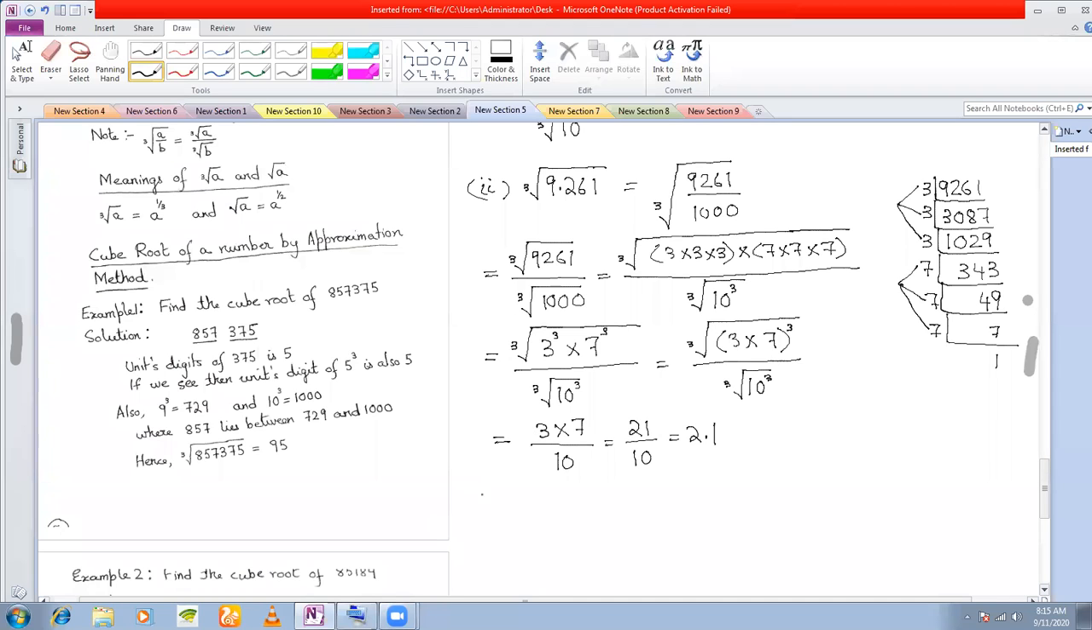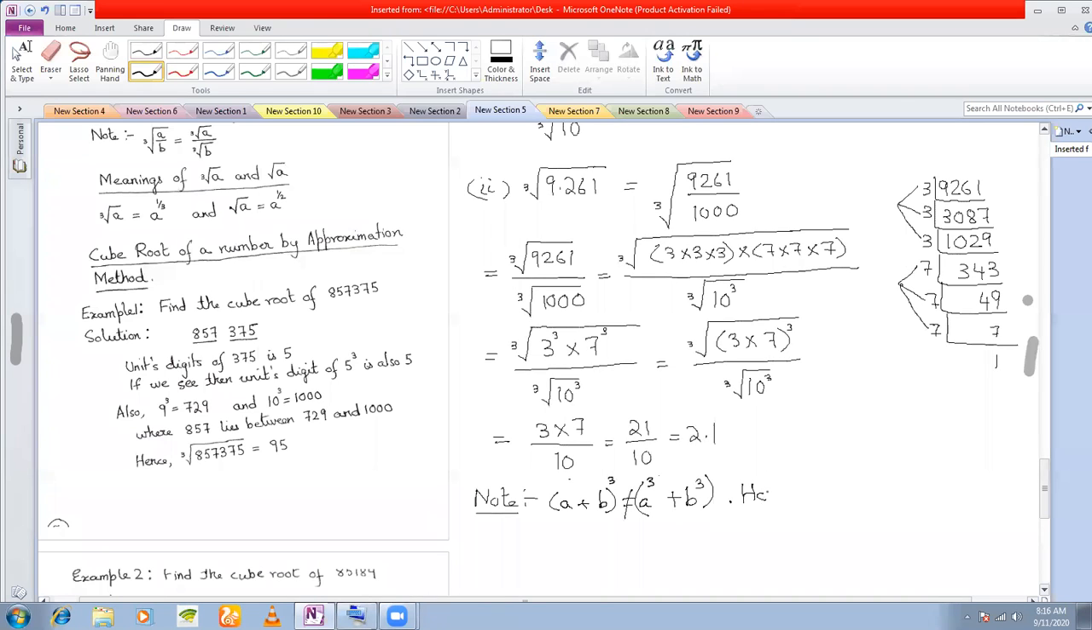Now there is one very important thing that I would like to remind you. I have mentioned earlier also, and I mention here once again, that a plus b whole cube is not the same as a cube plus b cube. Remember, because there is a plus sign here, you cannot distribute 3 between this and this. So you cannot write a plus b whole cube as a cube plus b cube.